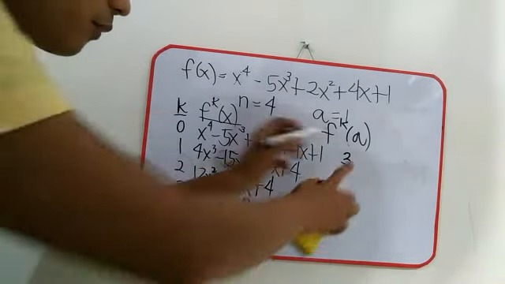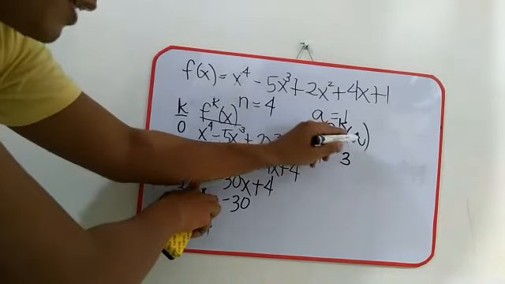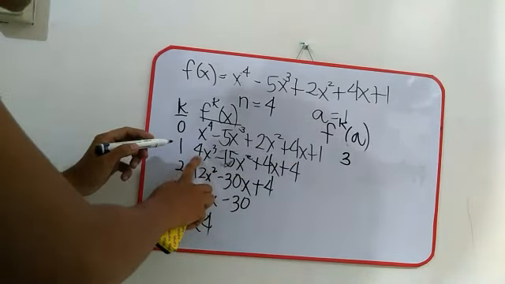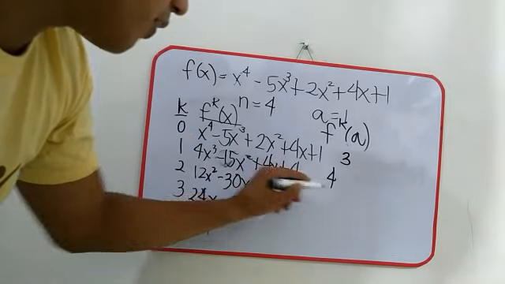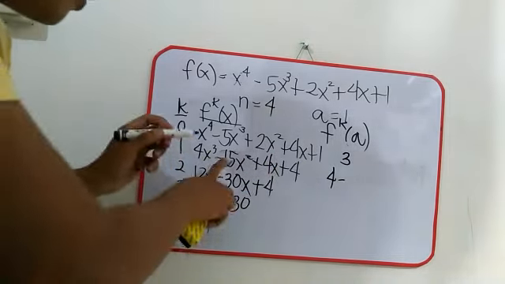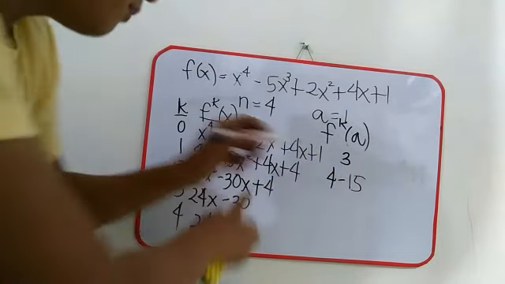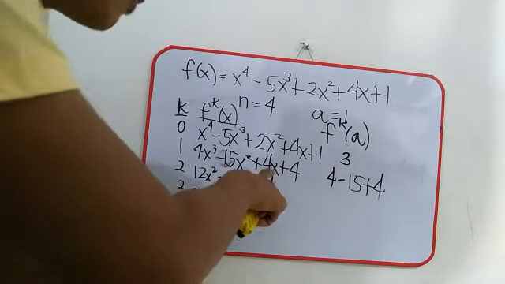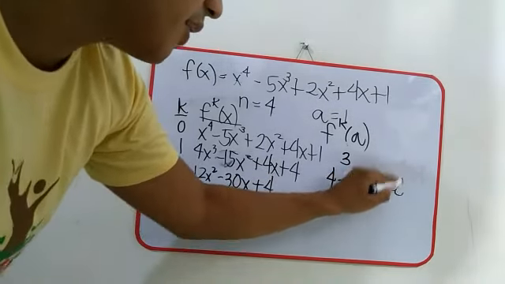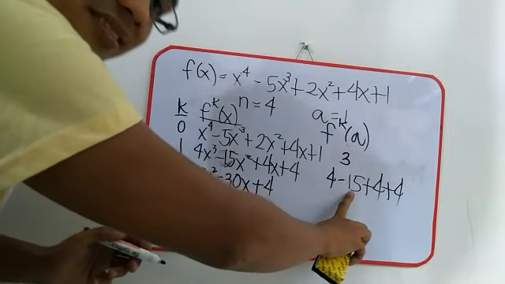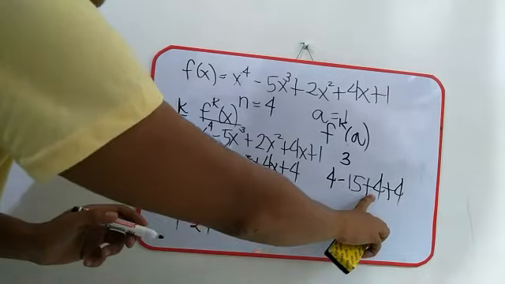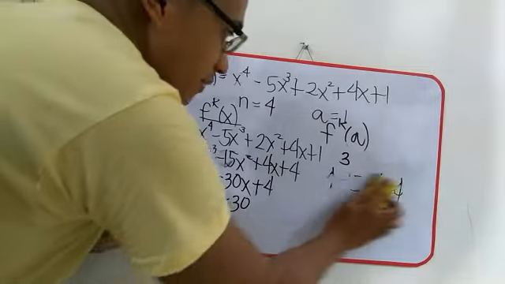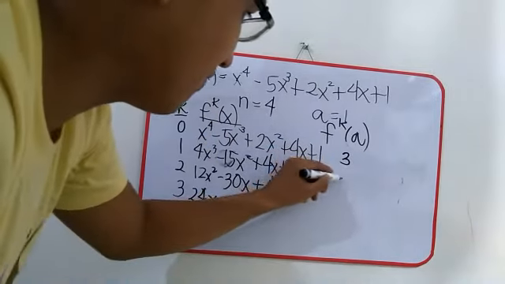Next, we will repeat the same step. We just use direct substitution in this polynomial function. So we have 4 times 1 cubed, that is 4, minus 15, because 1 squared is 1 and 1 times 15 is 15. Plus 4 times 1 is 4. Plus 4, so we need to add. 4 minus 15 is negative 11. Negative 11 plus 4 is negative 7. And negative 7 plus 4 is equal to negative 3. So we have here the value of negative 3.